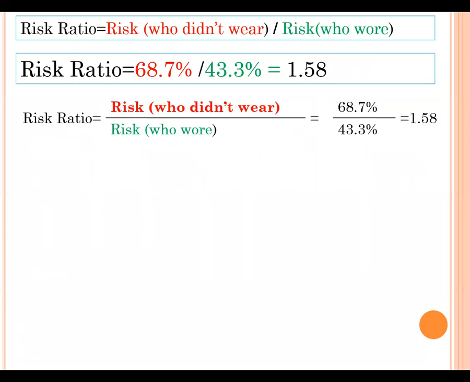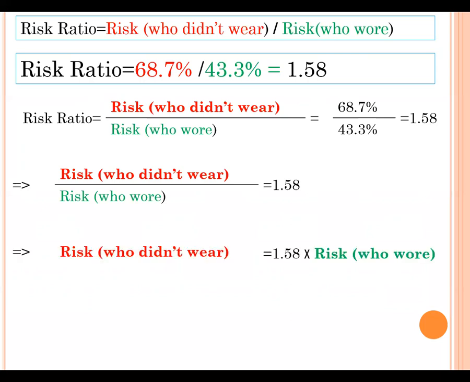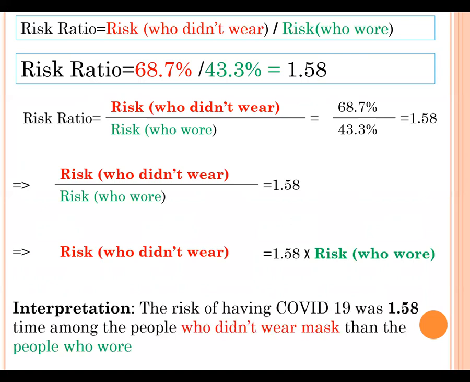Now we can arrange the finding to better understand. Since we highlighted the situation of not wearing masks, not wearing masks is kept as the numerator and wearing a mask is kept as the denominator. Now simplify the equation, and from the equation we may say that the risk of having COVID-19 was 1.58 times higher among the people who didn't wear a mask than the people who wore a mask.